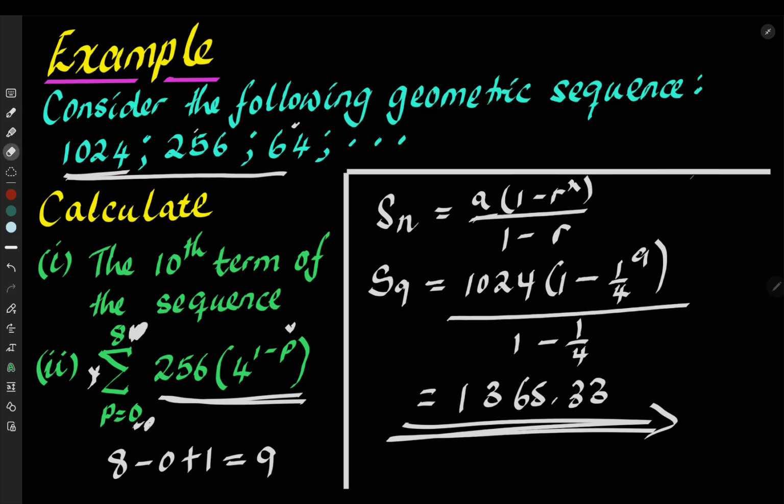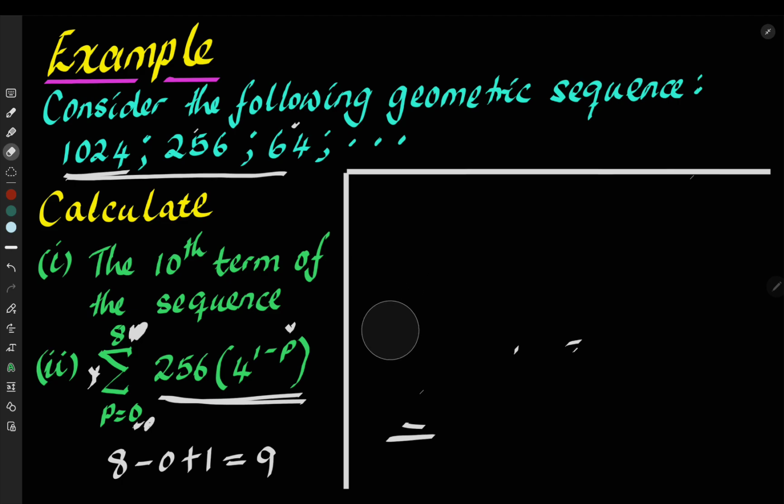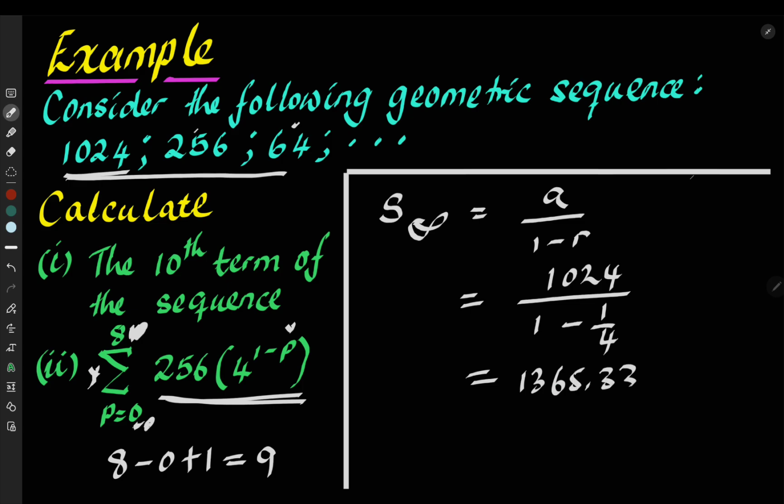Let's suppose now you had been asked also to determine the sum to infinity. Remember, the sum to infinity will be equal to a divided by 1 minus r. In this case, our a is 1024 divided by 1 minus r, which is a quarter. Then you can punch that in your calculator, and you also see that the answer will be 1,365.33. And that will be the sum to infinity.